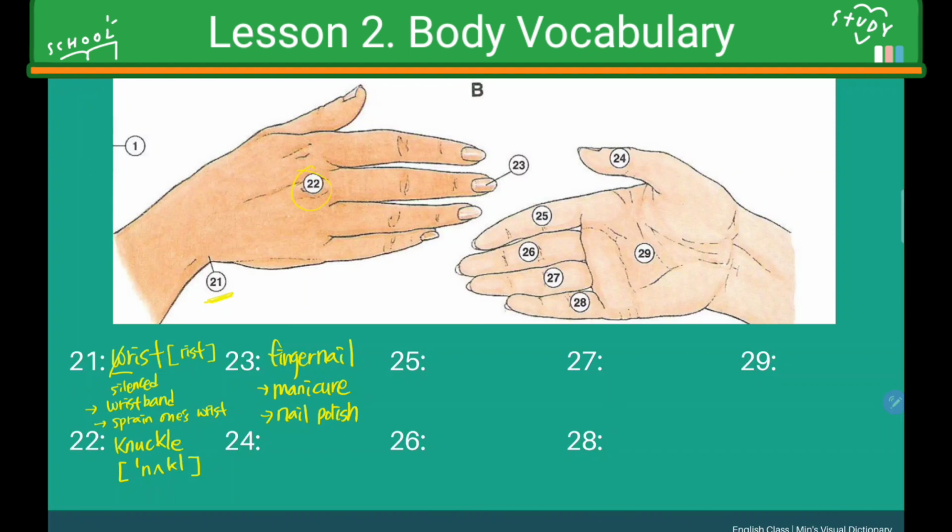And then 24, right there, our biggest finger, that's the thumb. Thumb. And over here, B is usually silenced, so it's just like that. Thumb. And 25 is our index finger. Index finger. And number 26 is our middle finger. Middle finger.